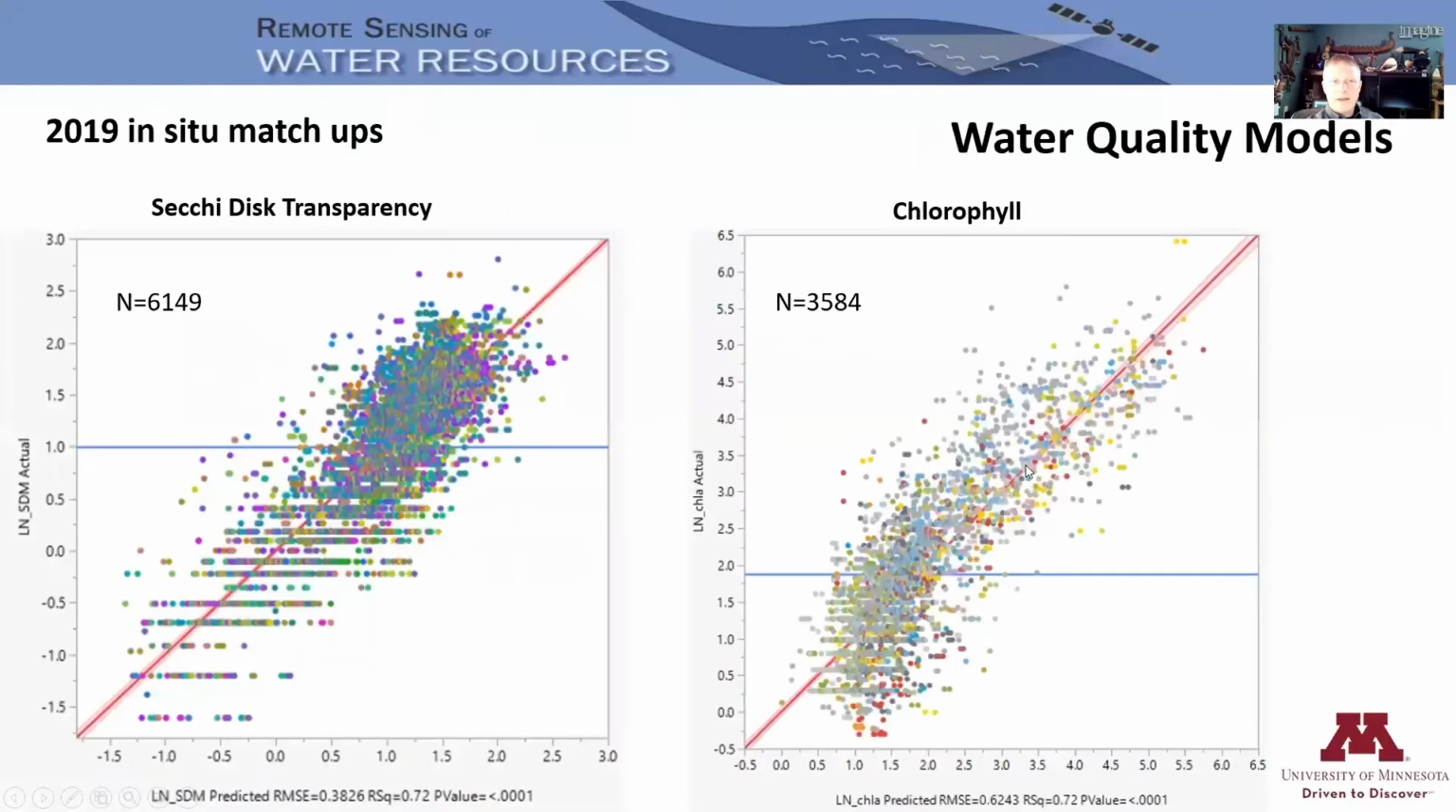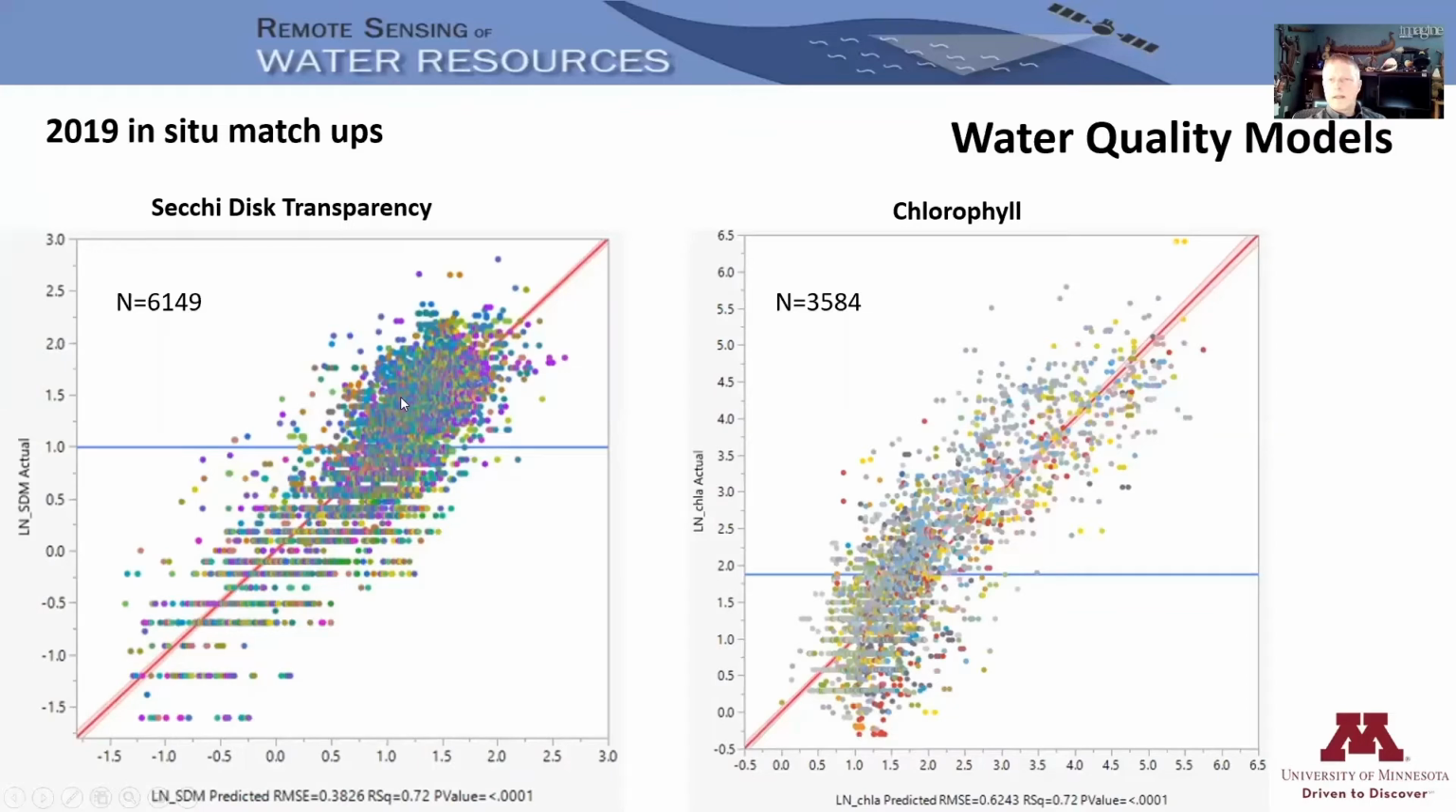So for that, what we did is we basically linked up all of our field measurements to all of our satellite data, and then we found the ones within, for this case, 1 day of an image. And for Secchi disc, we had over 6,000 measurements for just 2019. For the other years, we have over 20,000 measurements.